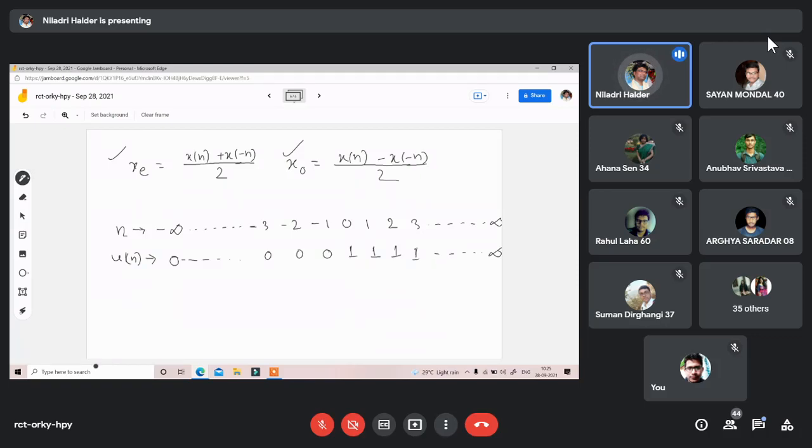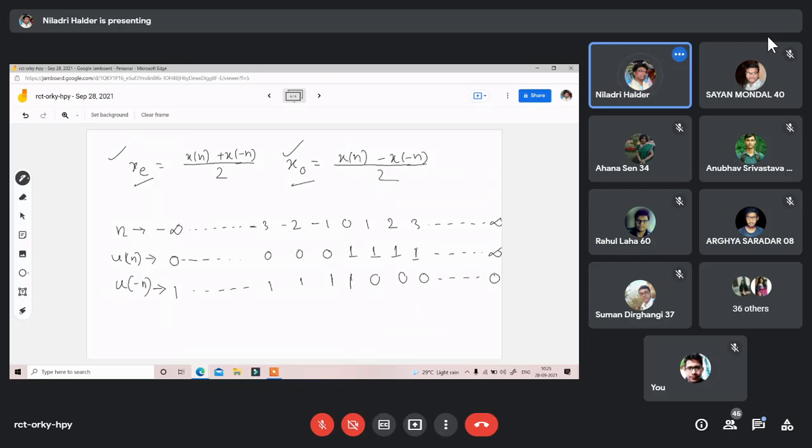From u[n], you have to calculate u[-n] to calculate xe[n] and xo[n], that is the even sequence and odd sequence. So simply, what will be u[-n]? Obviously, from minus infinity to 0, all the values will be 1. And from 1 to positive infinity, all the values will be 0, because n will be minus n, so obviously you will get the opposite value.